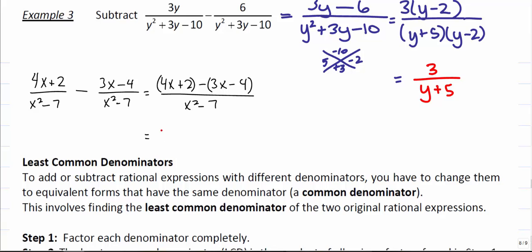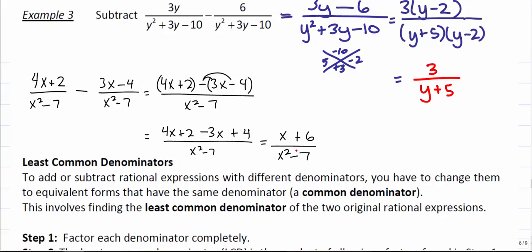And then you would say, okay, that's 4x plus 2 minus 3x plus 4, right? Because you're going to distribute that negative sign. And of course, that's all over x squared minus 7. And now I can combine like terms. 4x minus 3x is x. 2 plus 4 is 6. And then all over x squared minus 7. So just be very, very, very careful if you have a situation like this.